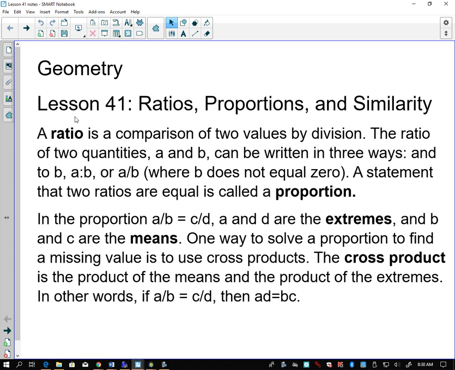A ratio is a comparison of two values by division. Ratio sounds a lot like rate, so miles per hour is a rate. Calories per ounce is a rate, right? It's the comparison of two variables separated by division. The ratio of two quantities A and B can be written in three different formats.